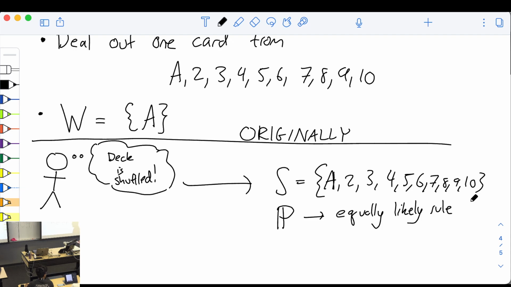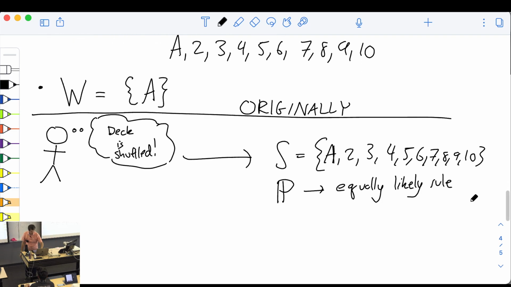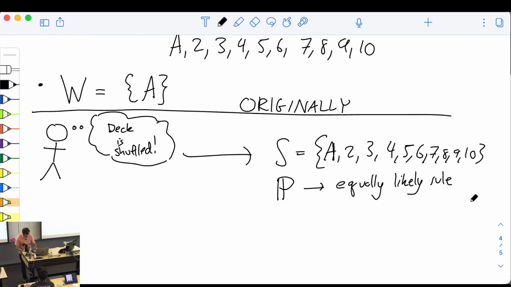Right? So we're hoping for an ace, but we know the possible things are ace, 2, 3, 4, 5, 6, 7, 8, 9, 10, and we know they're equally likely because we see the deck is shuffled. We can think of the symmetry of swapping one card with another card, and that doesn't change the situation. And that is why originally the probability is 1 over 10, right? So originally the probability is equal to 1 over 10.